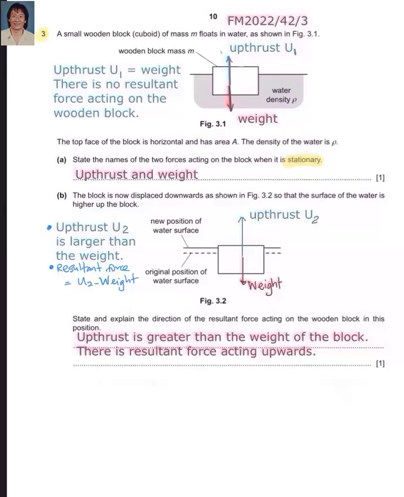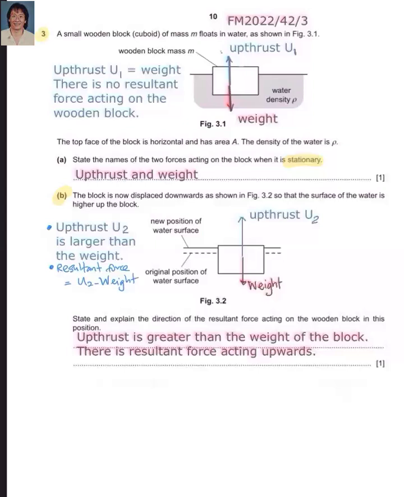Part B, the block is now displaced downward as shown in figure 3.2, so that the surface of the water is higher up the block. When the block is displaced downward, the volume of the water displaced by the wooden block increases. This means that the weight of the water displaced by the wooden block also increases. Therefore, the upthrust increases to a value called U2. So the upthrust increases to U2 in figure 3.2 compared to U1 in figure 3.1.